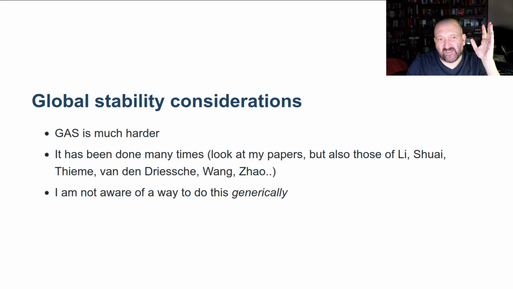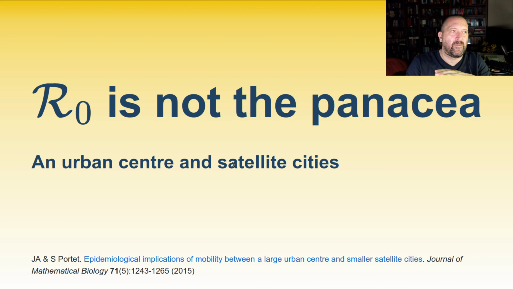Let me just point out that this is much harder than this local analysis. It's been done a lot, but as much as I can tell, there is not a sort of generic way of doing it. I'll point out that the methods of Li and Shuai are applicable in some cases. Remember this global stability method that I was showing you using the Kirchhoff matrix tree theorem. So this works in some cases, but so far I'm not finding that there is something really generic that allows us to do it. Let me quickly show you that we run into interesting problems.